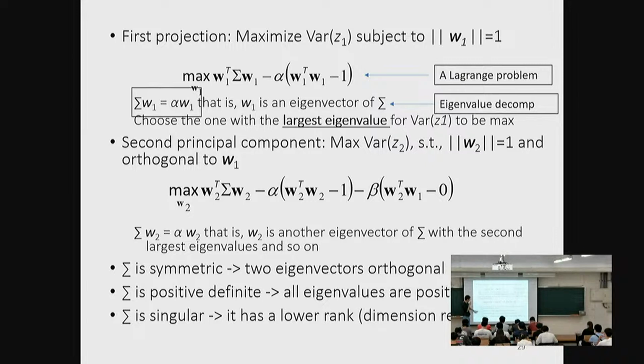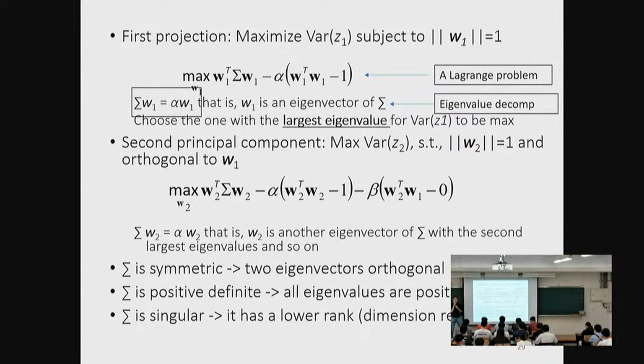We know sigma is a symmetric matrix. We know two eigenvectors are orthogonal. Sigma is a positive definite matrix, so all eigenvalues are positive. Again, if sigma is singular, then it has a lower rank. That means the dimensionality required, k, is probably less than d. These are some matrix properties that people probably forget, but you should know.